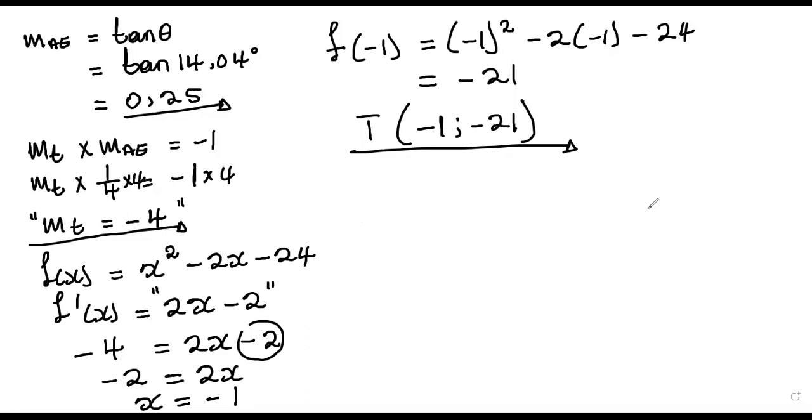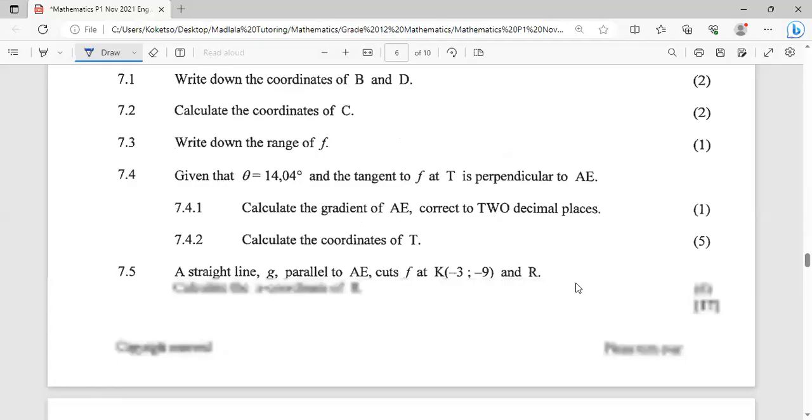Okay, that's fine. Now, what is the last question? Let's go to the question itself. The last question says a straight line G is parallel to AE, but what is important is that it cuts the parabola at K and at R. So yours is to calculate the x-coordinate of R.